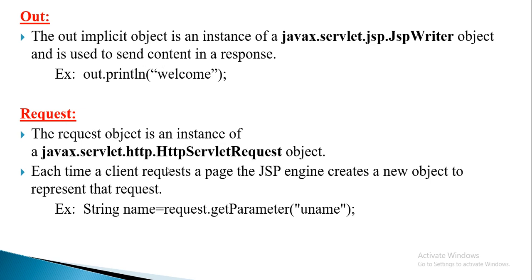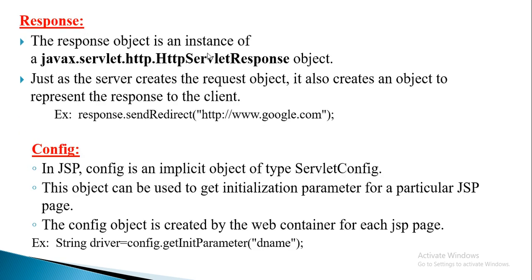Request object is an instance of HTTP servlet request, which provides methods for accessing information available in the current page. To retrieve the values from the text box, getParameter, we are using a request object. Next is the response object. The response object is an instance of HTTP servlet response. This object provides methods for setting headers, status code, adding cookies, and even to handle the sessions also we are using this response object.